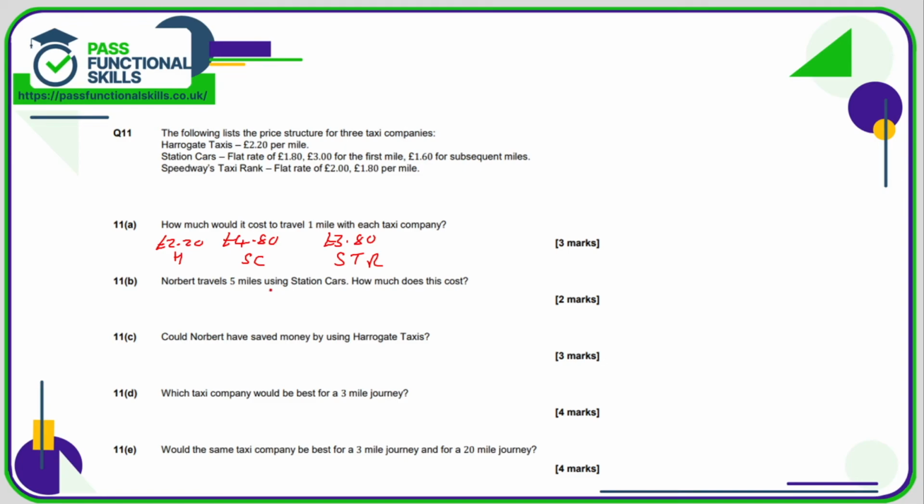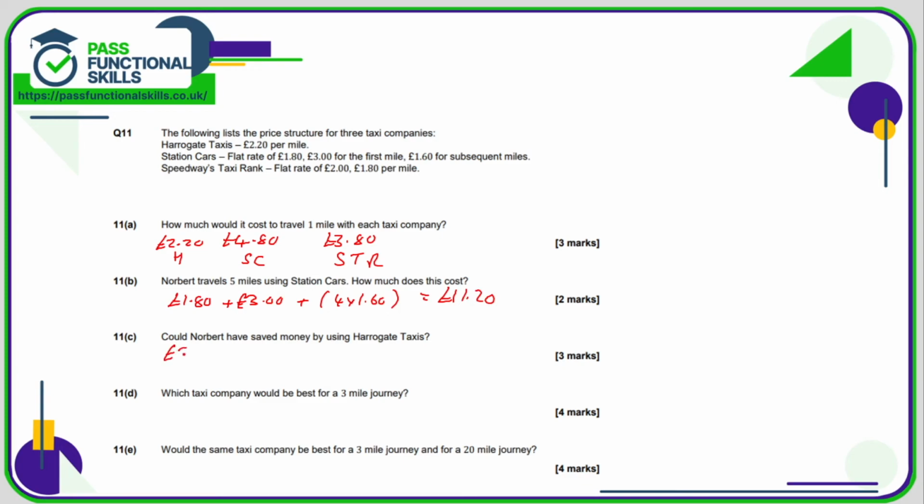So Norbert travels 5 miles using station cars, so he's going to pay the flat rate of £1.50 plus the £3 for the first mile. So then he's got 4 more miles to do, which is going to be 4 times £1.60. 4 times £1.60 comes to £6.40. Again, you can use the calculator, obviously, and when you add £6.40, £3 and £1.80, that should work out as £11.20. Could he have saved money by using Harrogate taxis?